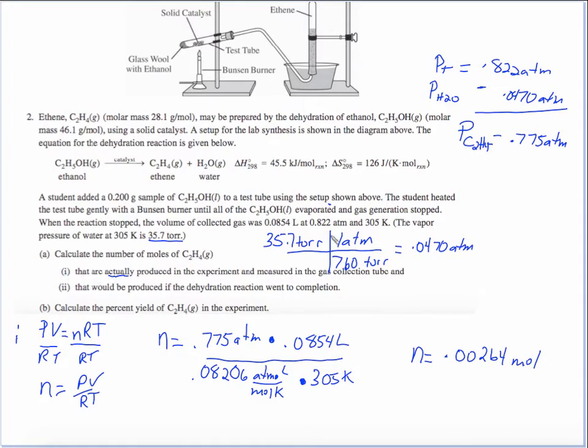All right, so that's how to do this part right here. To find what was actually produced, you have to use the gas law data. Remember that you always have to account for the vapor pressure of water. They will give it to you in the problem, and you have to make sure that you take away the vapor pressure of water so you just get the pressure of the gas.